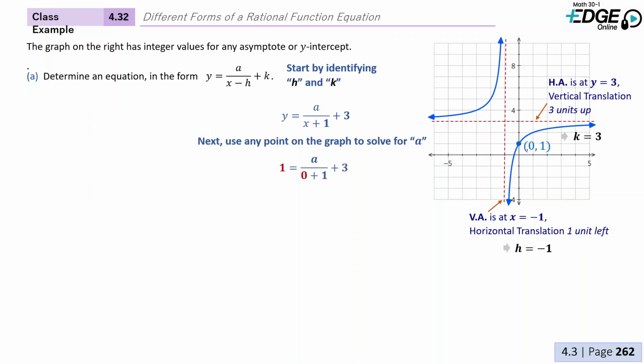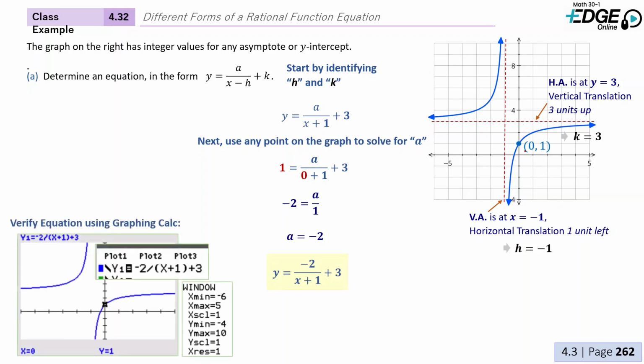So let's throw in 0 for x and 1 for y. And then solve for a. So a is equal to -2. Next, you should verify your equation using your graphing calculator. So just graph what you just found. Make sure it's written in as shown.